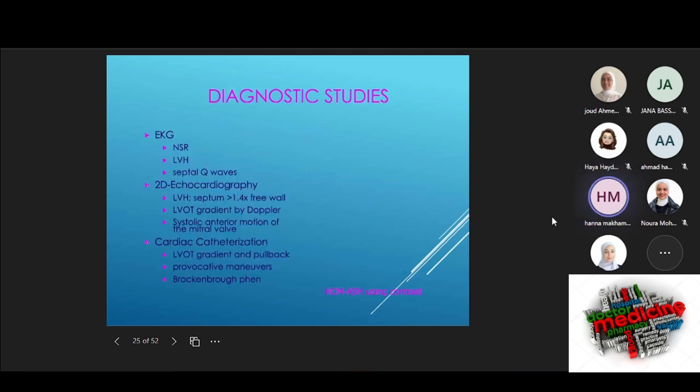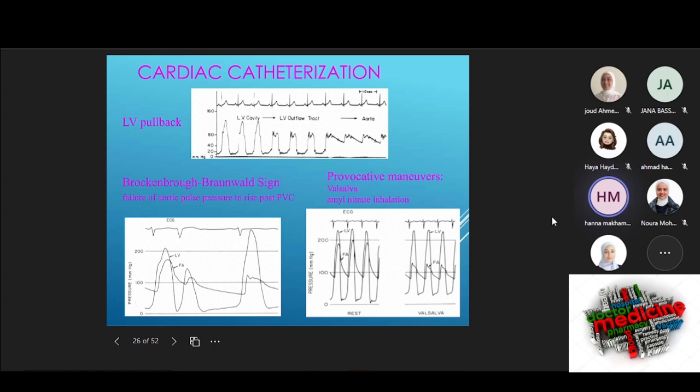Now we do the ECG and we can see huge septal Q waves in V1 to V3, and severe left ventricular hypertrophy by ECG criteria. On echocardiography, we look at the thickness, particularly the septal thickness compared to the posterior wall, where we can find a ratio of 1.4 between the septum and the posterior wall. In cardiac catheterization, there are certain findings beyond the scope of this lecture. I'll show you some slides. This slide shows the Brockenbrough-Braunwald sign, which is an increase in contractility following a PVC, and that leads to obstruction.